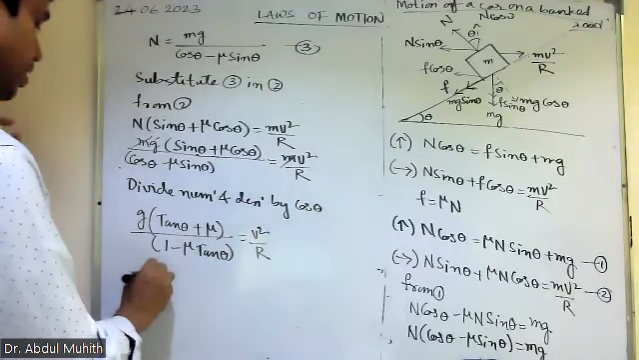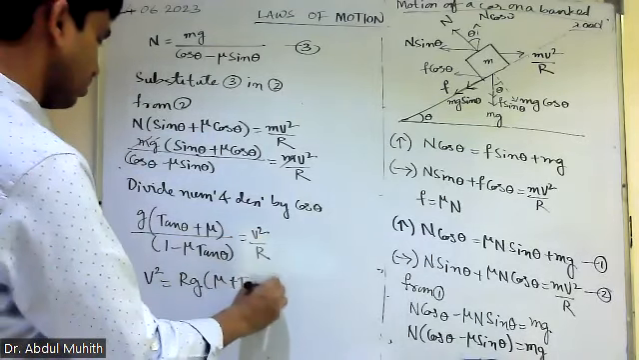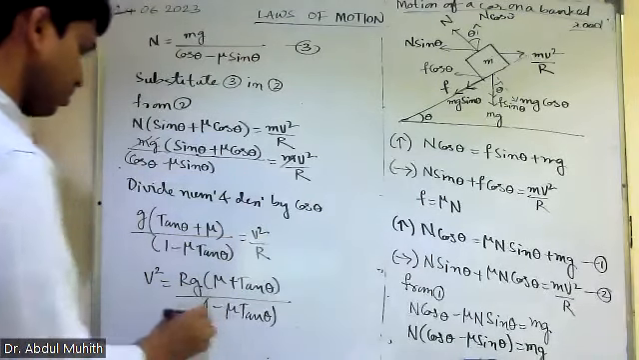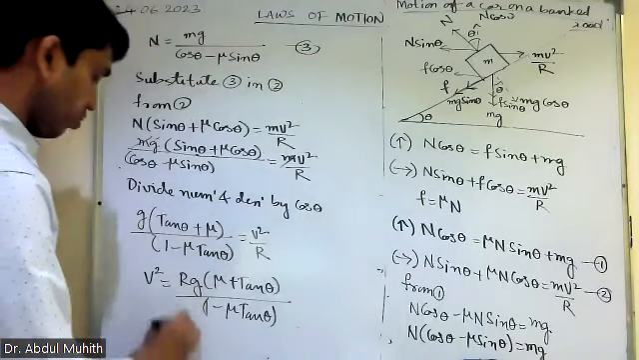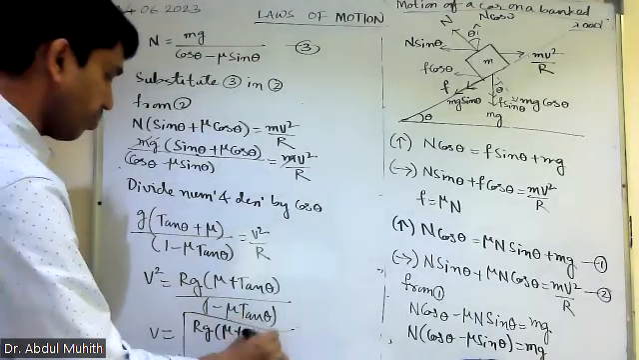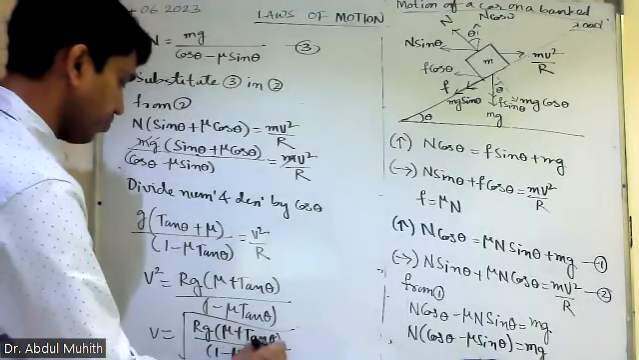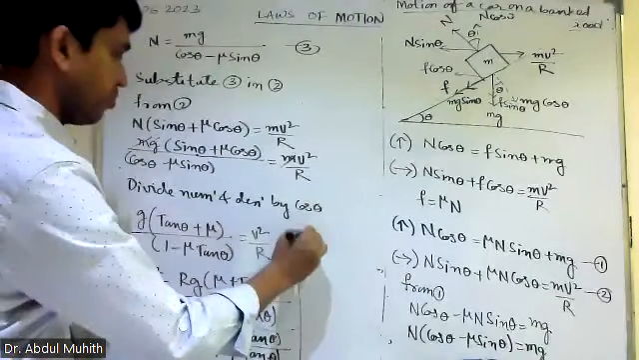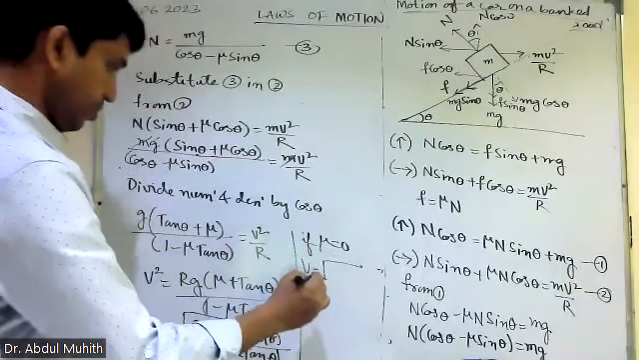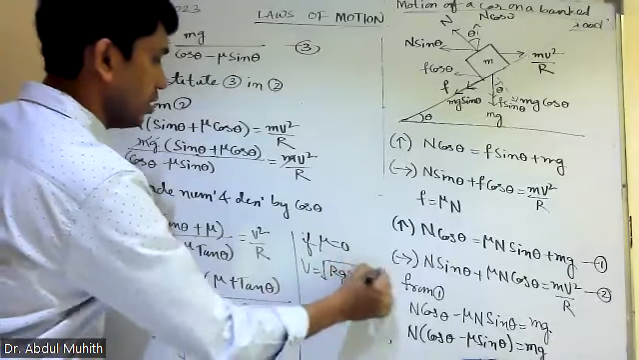So v square equal to r g into mu plus tan theta divided by 1 minus mu tan theta. So v is equal to square root of r g into mu plus tan theta divided by 1 minus mu tan theta. This is the formula. If mu equal to 0, which means there is no friction at all, then the formula is v equal to square root of r g tan theta.